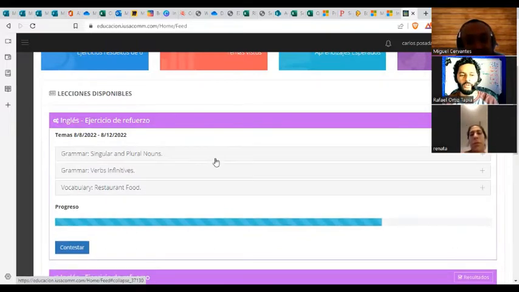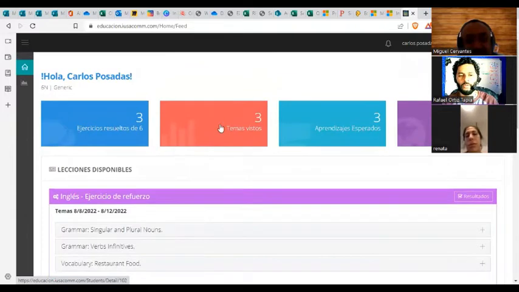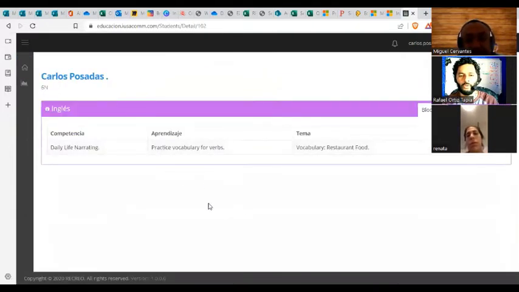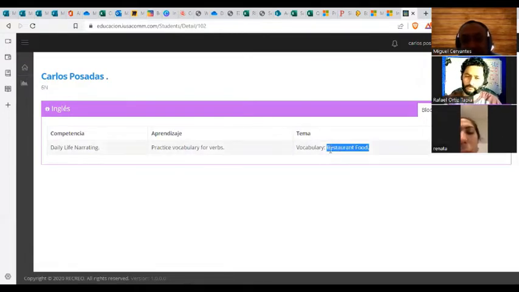Ahora, mira acá, temas vistos. Aquí es importante para que tú también lo veas. Temas vistos te va a mostrar la competencia en inglés, el aprendizaje en inglés y el tema que has practicado. En este punto, Carlos Posadas tiene problemas con alimentos de restaurante. No recuerda muy bien el uso o el nombre de los alimentos de restaurante. Tiene 50%.